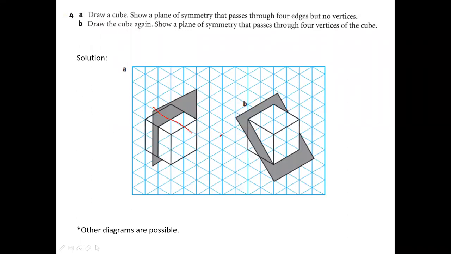Okay. Next, in the B question, it should touch 4 vertices. Okay, but not the edges. When you want to join 4 vertices, you have to draw it diagonally. Only a diagonal in a 3D shape will touch 4 vertices. Here 1, 2, 3, 4. Okay, through this diagonal. So that is how to draw it diagonally. Okay.